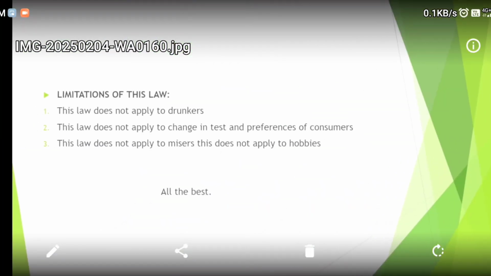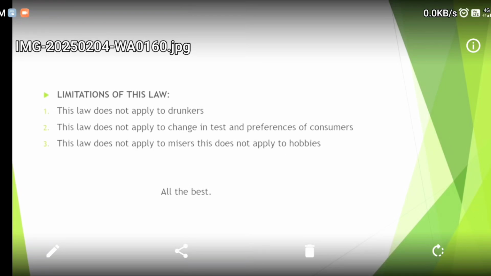This law does not apply in certain cases. In what cases does this law not apply? Number one, this law does not apply to drunkards. This law does not apply to a change in the taste and preferences of consumers. This law does not apply to misers. This law does not apply to hobbies. So in these cases, this law does not apply.